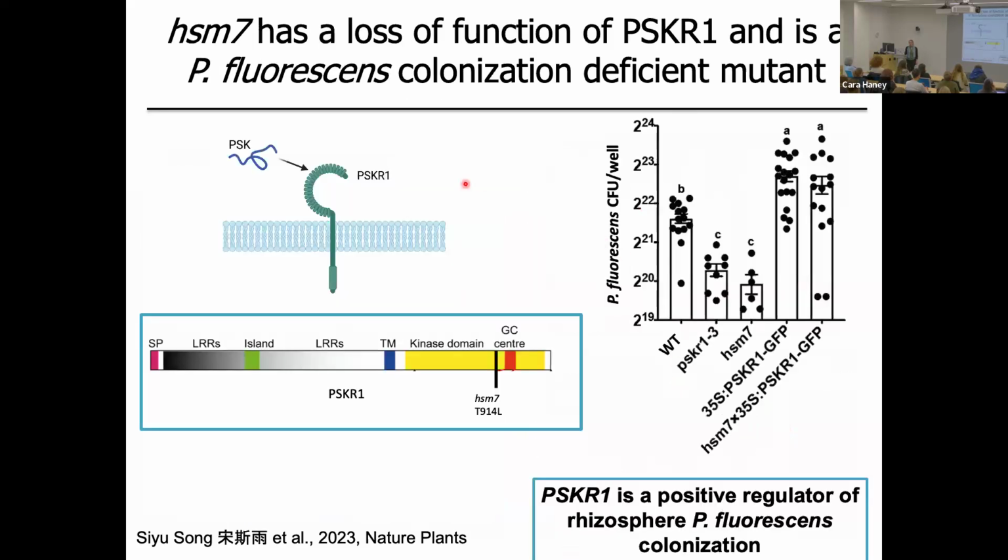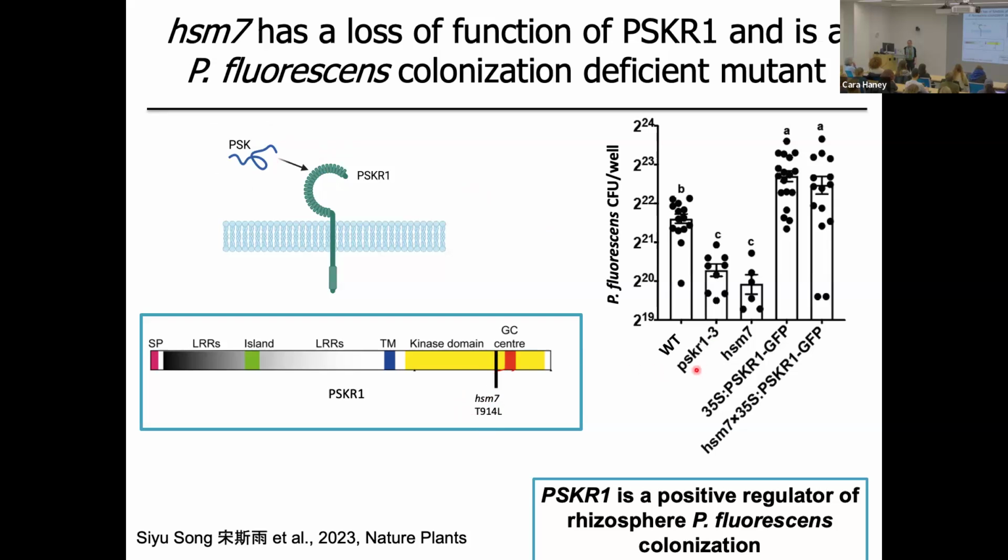So CU is able to map this mutation. These were chemical mutagenized plants, so they have EMS mutations. And she found that there was a point mutation in a receptor-like kinase called PSKR1. This is a known peptide receptor, so plants have a huge expansion of these receptor kinases. And this particular one binds an endogenous peptide called PSK. And she found that HSM7 had a point mutation in the kinase domain.